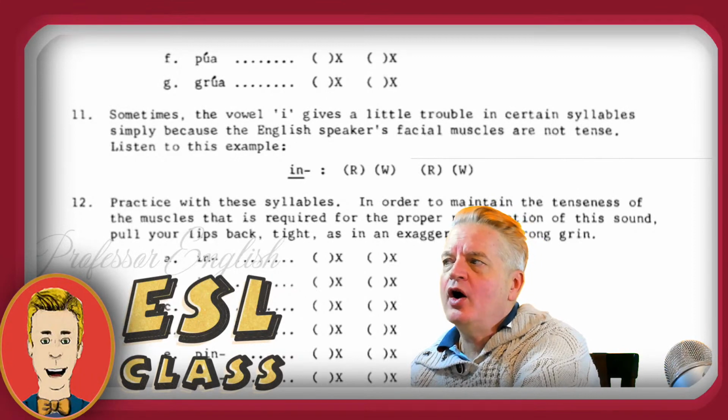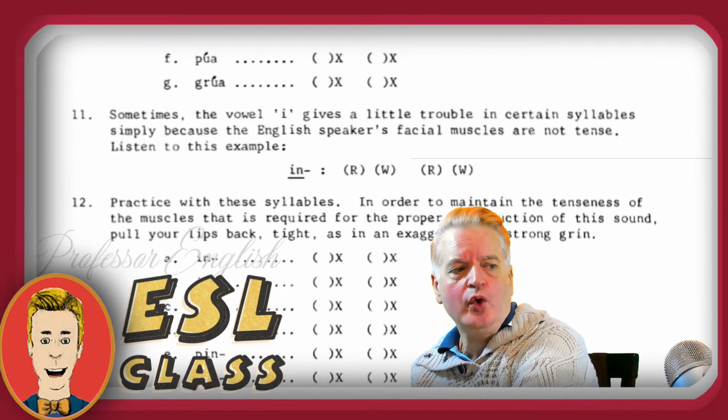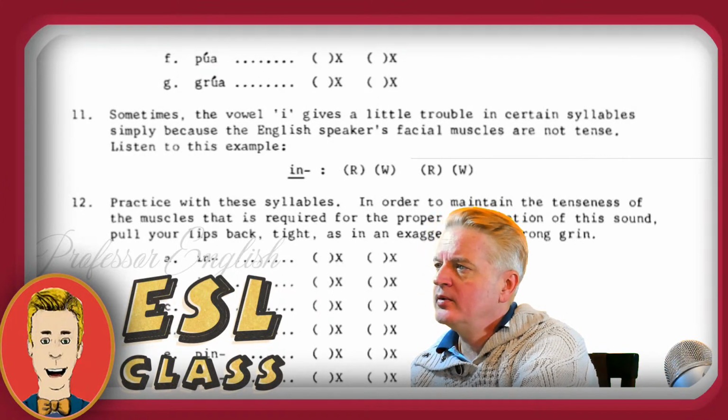F. P-U-A. Pua. Oh, no. P-U-A with an accent over the A. So that's pua. Pua. G. G-R-U-A, accent over U. So that's grua. Grua.